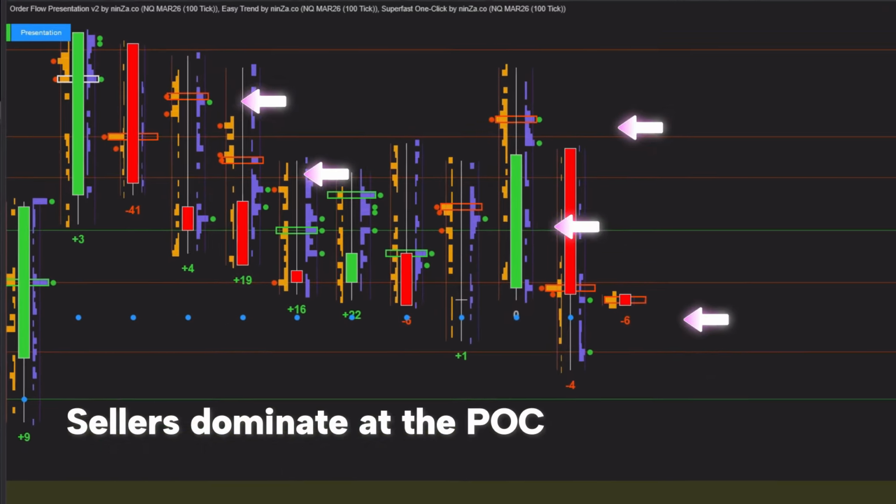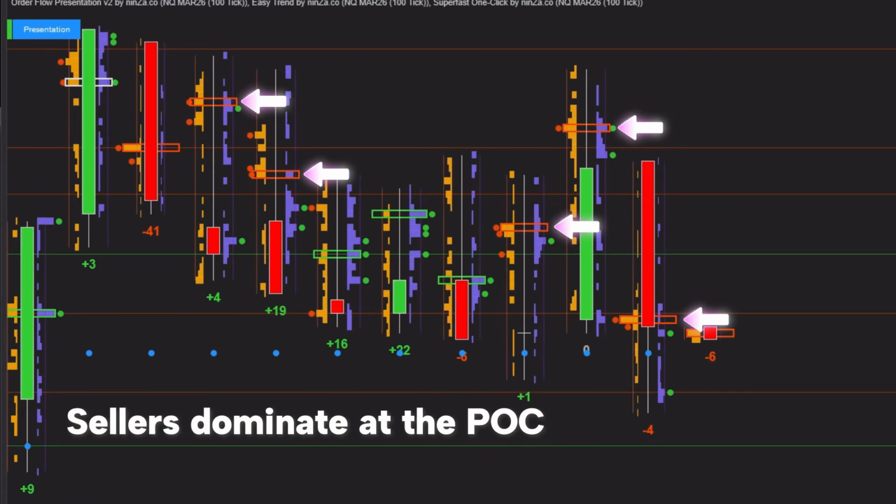Now look at the POCs of those candles. We can clearly see 5 POCs highlighted in orange, indicating that sellers are maintaining strong control throughout this phase. This reinforces the idea that every upward attempt is met with heavy selling pressure, with the orange POCs showing exactly where sell-side volume is dominating.